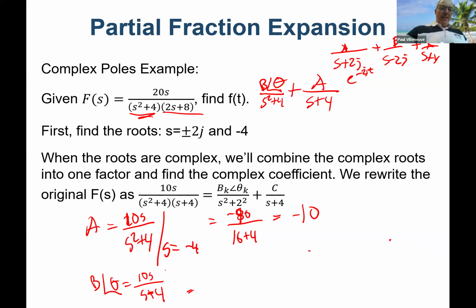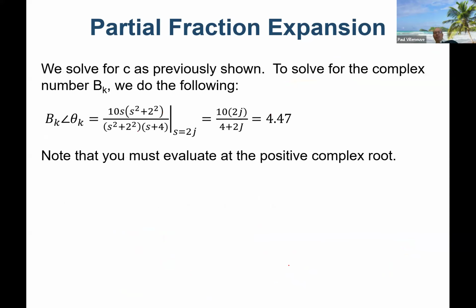It is evaluating at S equals positive 2J, not -2, because there's no real part. So that's equal to 10 times 2J all over 2J plus 4. That works out to be 4.47. How do you check that?